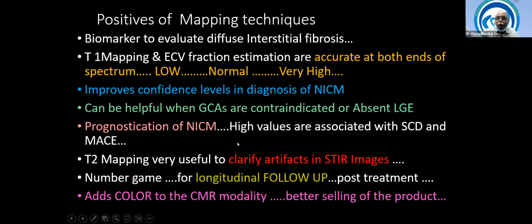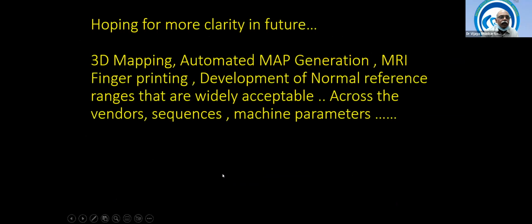Prognostication: high ECV values in sarcoidosis and high ECV values in amyloidosis are saying that the prognosis is grave. They have ICD and sudden cardiac death, in hypertrophic cardiomyopathy also. High ECV values and high T1 map values mean bad prognosis. So that is what it is.